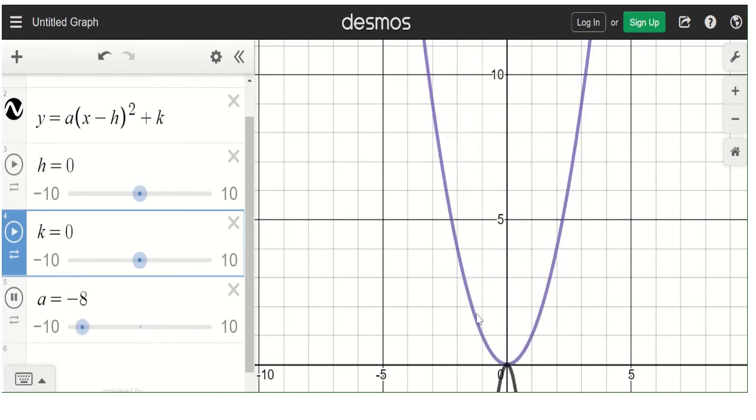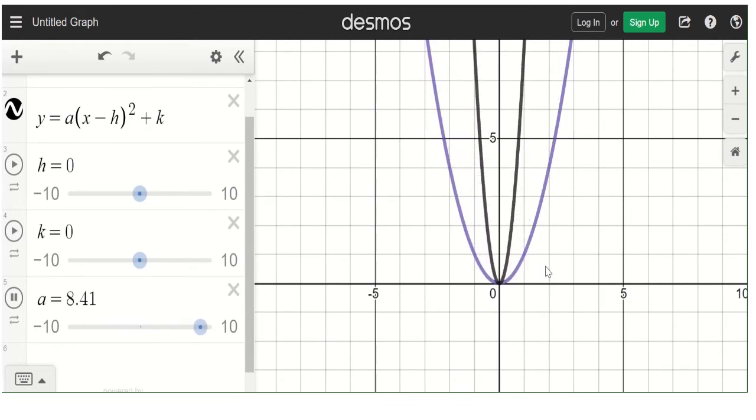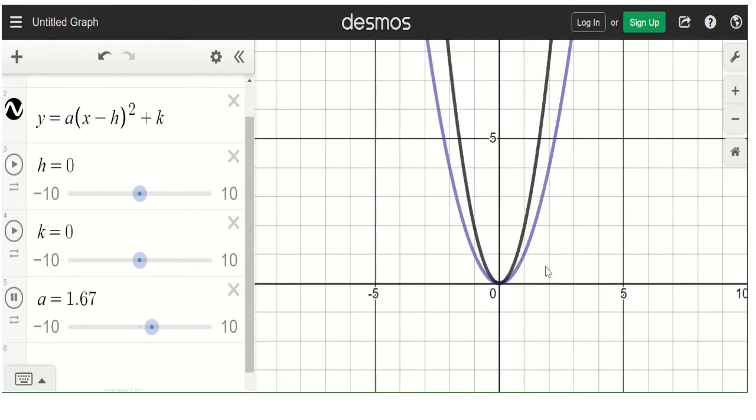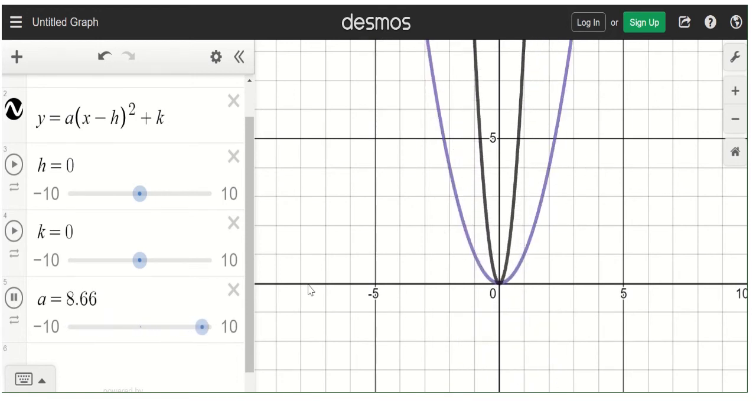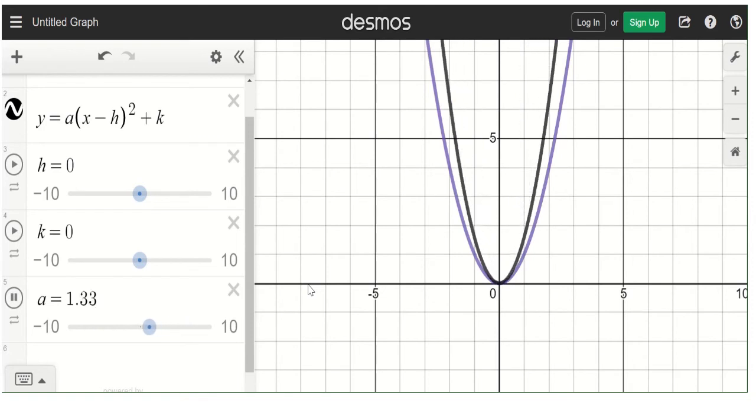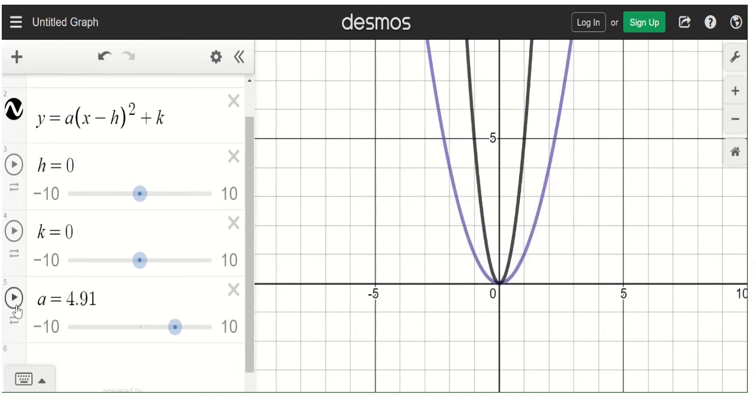So remember that purple one that you see is the standard. That's just the normal x squared. That's what we're going to compare with the black one. So let that play through a couple more times. And again, in the back of your mind, you should be asking yourself, what's happening to the graph? So I'm going to hit pause.